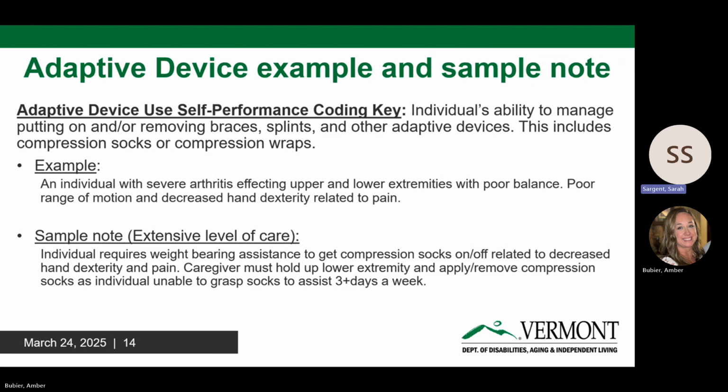Adaptive device example, sample note, and coding key definition. This is the individual's ability to manage putting on or taking off braces, splints, and other adaptive devices. This includes compression socks or compression wraps. Example of an individual with severe arthritis affecting upper and lower extremities, poor range of motion, and decreased hand dexterity related to pain. A sample note of extensive level of care for adaptive device.